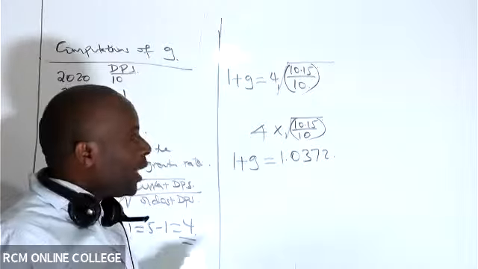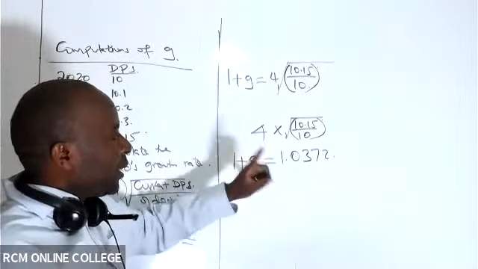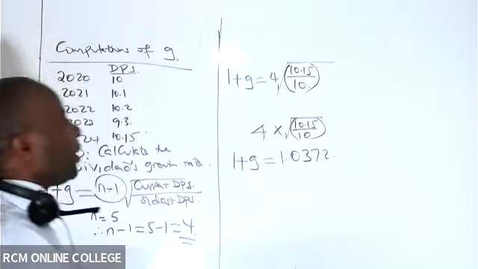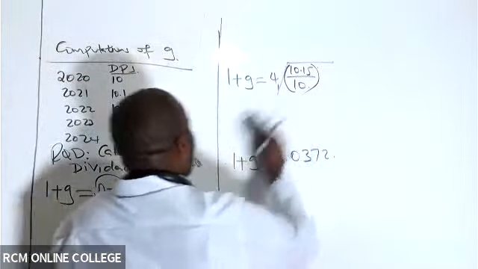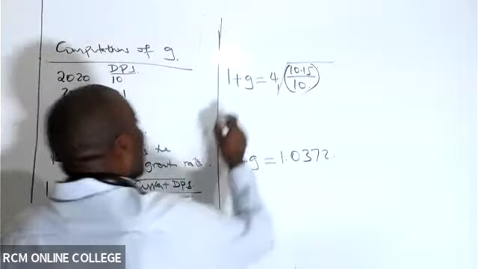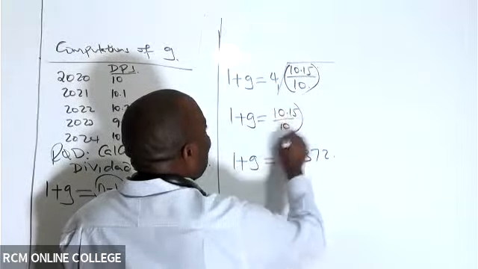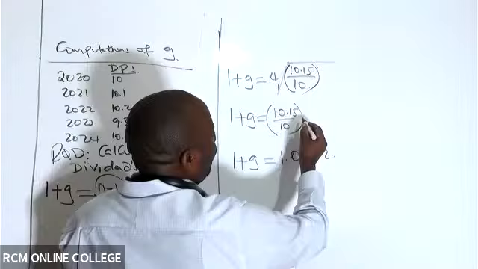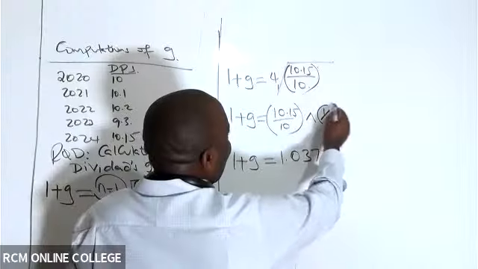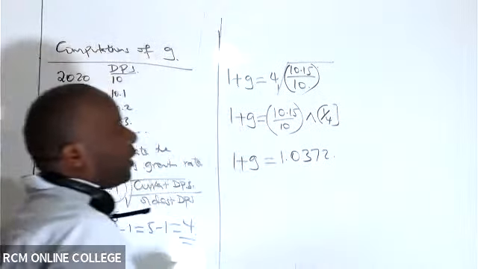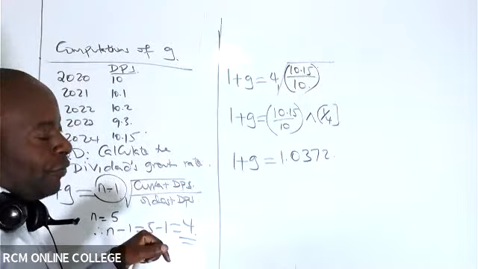All right. For some reason, about 10% of my students will not be able to see that x root. If you're not able to see that x root, there's no problem. There's a solution for you. You'll write 1 plus G equals 10.15 over 10, put this in brackets, and then you say raised to. The fourth root is the same as a quarter. If I talk of fifth root, it will be the same as 1 over 5.